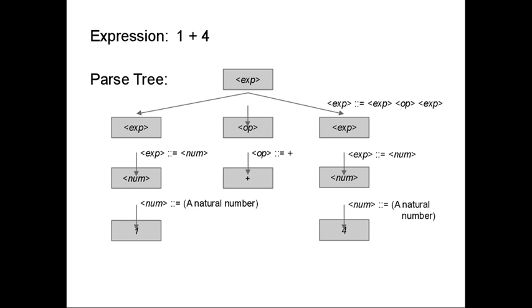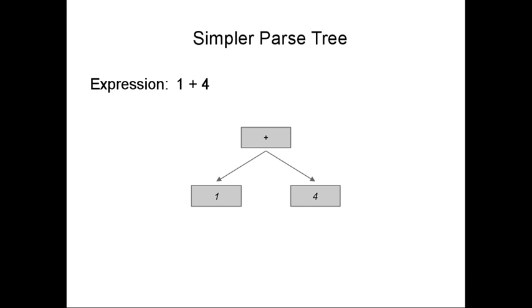A more complicated case is when we have an expression like 1 plus 4. So this is an expression because 1 is an expression because it's a number, and 4 is an expression because it's a number. And 1 plus 4 is an expression because it matches the second case of the expression rule. It's an expression, an operator, and another expression. So in writing that parse tree, we can write it in this simpler way that's a little bit clearer to read and not include all the intermediate steps. And this is the abstract syntax tree that we'll actually be dealing with in software.